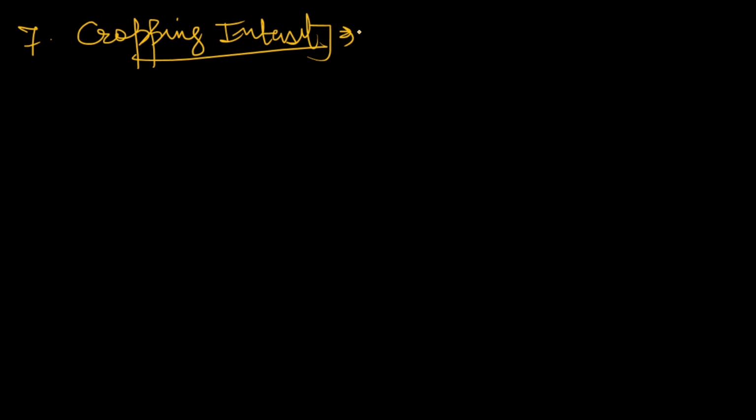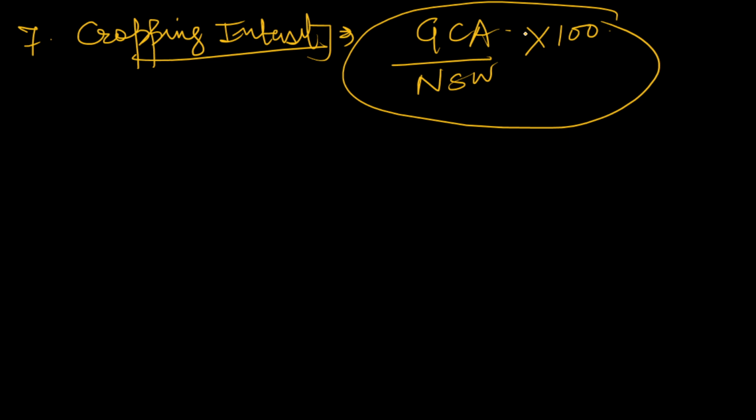Next, obviously, we can measure cropping intensity. So what is this cropping intensity? It is the gross cropped area divided by net sown area, multiplied by 100. So this is the cropping intensity, and it will help us to measure the cropping patterns, or you can say how much the land is properly used, what kind of crops are used, and the productivity, or efficiency, of the land. All these things can be measured using cropping intensity.